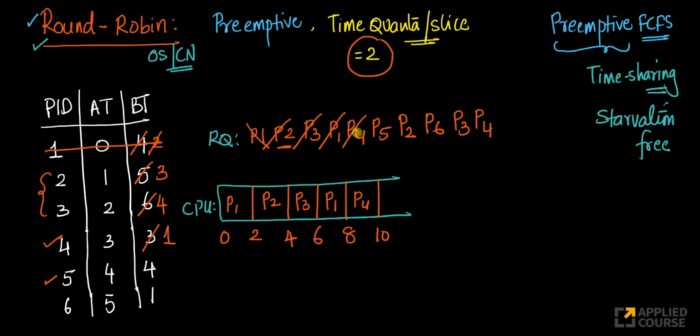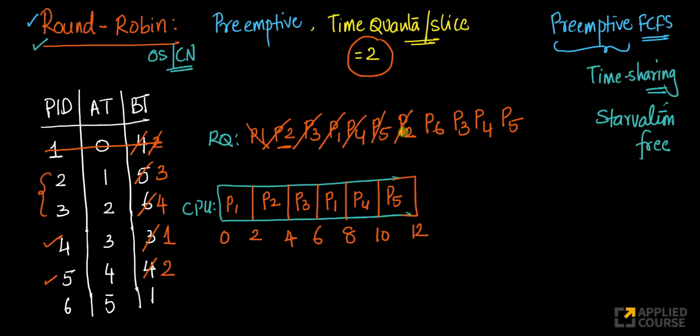Now P4 also got removed because we scheduled it. Now comes P5, so let's schedule P5 here. P5 gets 2 units of time. At the end of it, P5 still has 2 more units of time left, so P5 adds itself to the end of the queue. We are just adding anything that has some more compute or burst time remaining to the end of the queue, and we keep removing from the front.